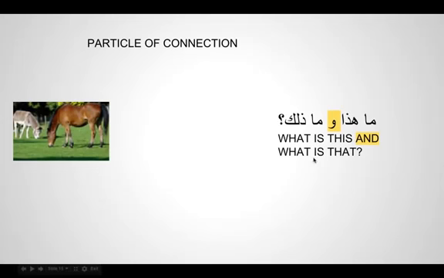For example, if you see here, ma hadha is a question, but the question doesn't end there. So you don't say ma hadha, ma dhalika, you can say, but technically we use wa. When you see a wa, it's still a continuation of the same question. Ma hadha wa ma dhalika, and the question ends here. So what is this and what is that? The part which comes after wa is still connected to the same thing.